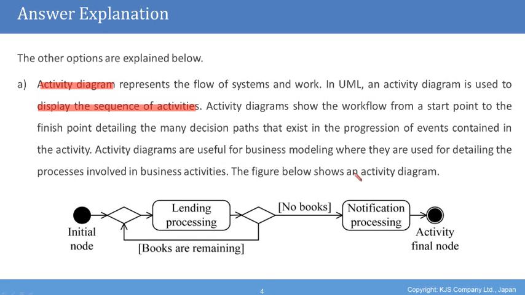The figure below shows an activity diagram. In the beginning we have the initial node, and with a check for books remaining, lending processing, and then, if there are no books, notification processing and activity final node.